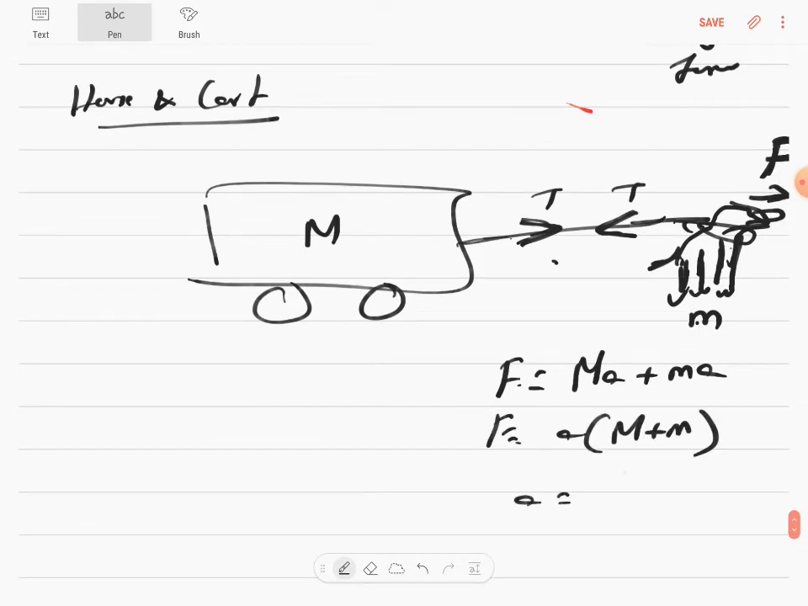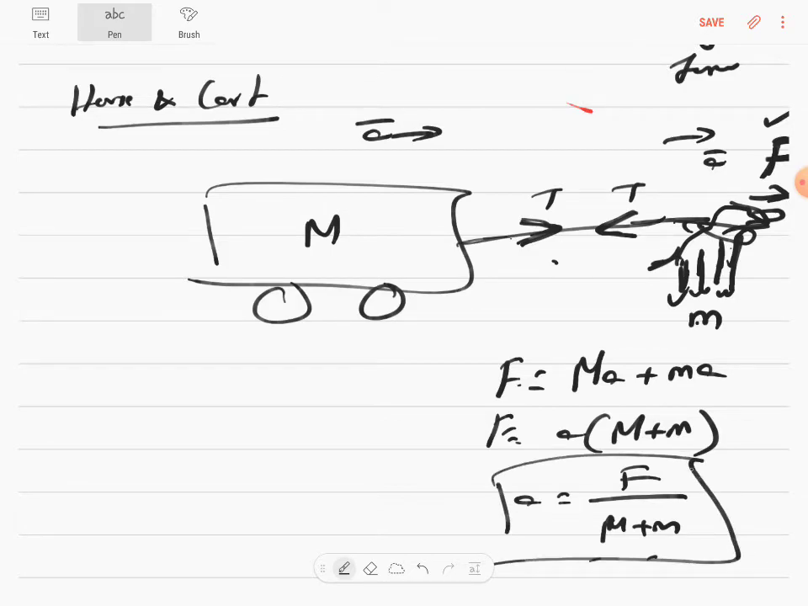Thus you can find the acceleration A is equal to F by capital M plus small m. If you know the force with which the horse is pulling the entire cart, and if you know the two masses, you can find the acceleration of the system, which will be the acceleration of the horse also, and the acceleration of the cart also. You get a common acceleration, obviously it's one unit, so it has the same acceleration. So the first step is to find the acceleration. If you know the force with which the cart is getting pulled, A is equal to F by capital M plus small m.